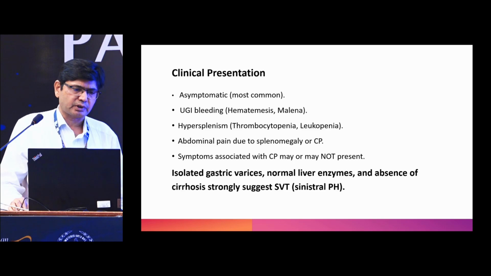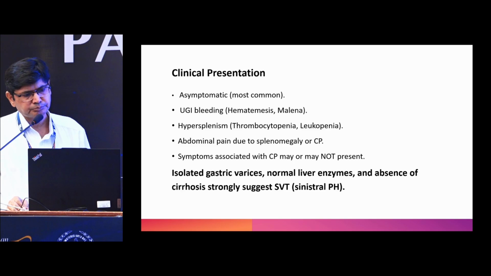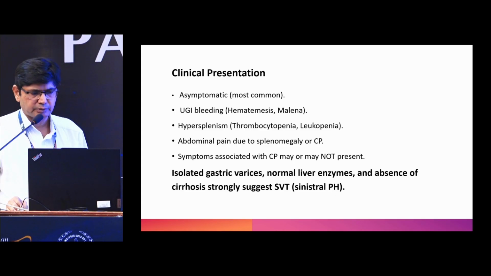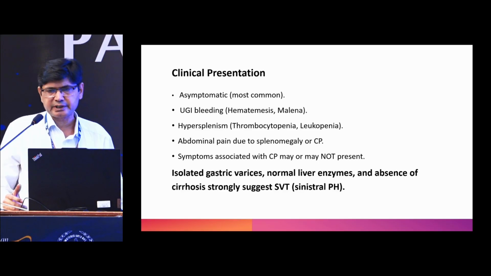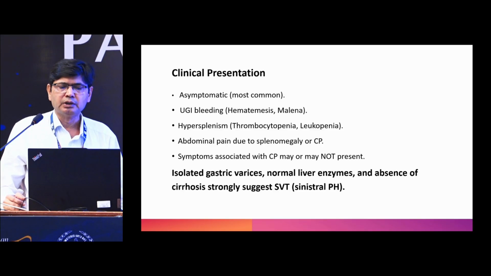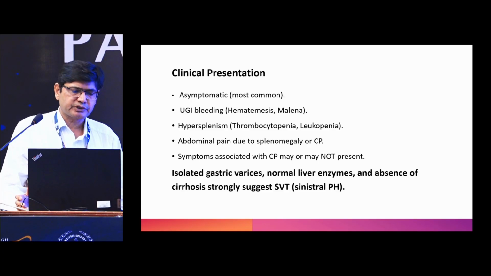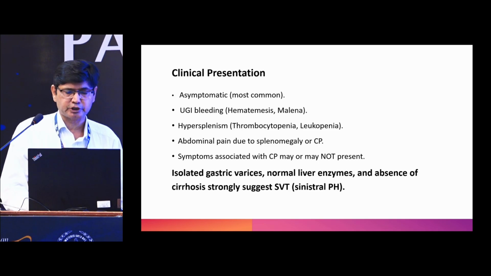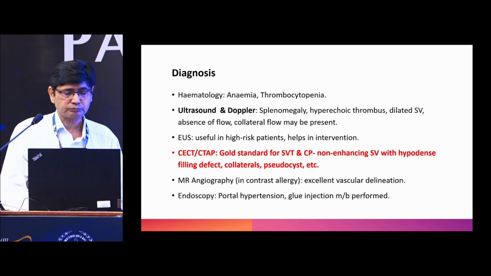Presentation: most of the patients are asymptomatic. They may have upper GI bleeding in the form of hematemesis or melena, hypersplenism, thrombocytopenia, leukopenia, anemia, or pancytopenia. The patient may have abdominal pain, due to the chronic pancreatitis or the splenomegaly, or caused by both factors. Any patient who has isolated gastric varices, normal liver enzymes, and absence of cirrhosis strongly suggests the presence of splenic vein thrombosis, especially in the background of chronic pancreatitis.